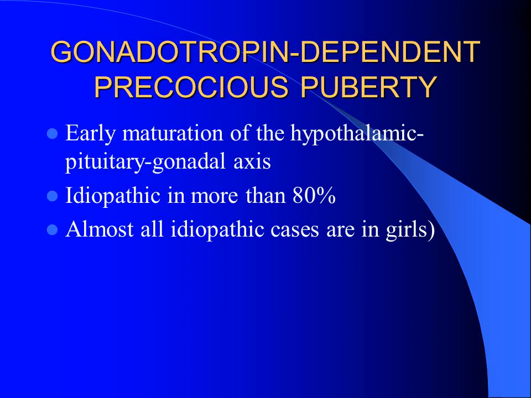Gonadotropin-dependent precocious puberty. Early maturation of the hypothalamic-pituitary-gonadal axis. Idiopathic in more than 80%. Almost all idiopathic cases are in girls.